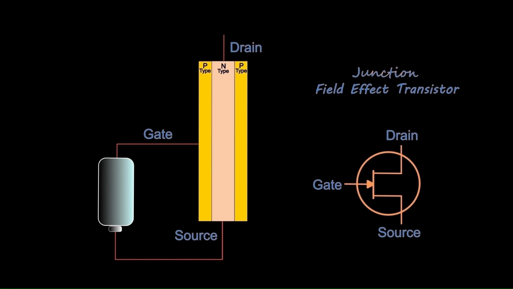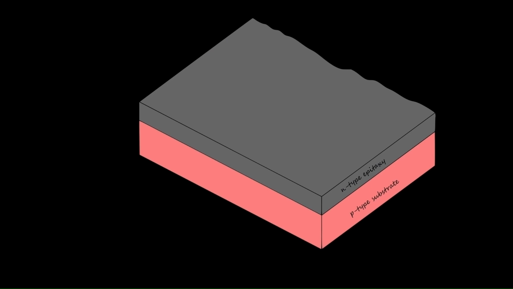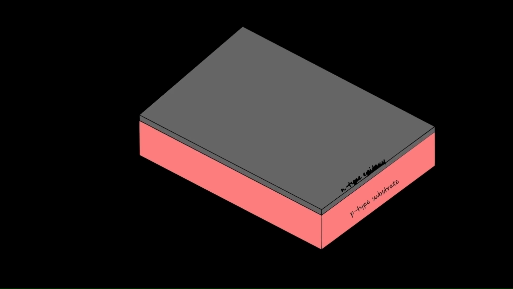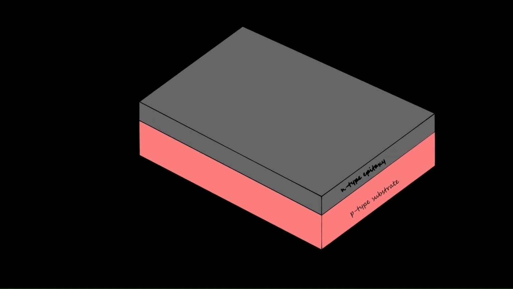While this simple model explains how a JFET works, it is difficult to manufacture. Planar JFETs are manufactured in a different way. To begin with, we will use a pre-manufactured wafer that has a P-type substrate with an N-type epitaxial layer grown onto the substrate. Because this layer is slowly deposited on the substrate, the molecules of the P-type substrate align well with the N-type epilayer. If we cut the wafer in half, it will look like this. The N-type layer is thinner than the P-type substrate.